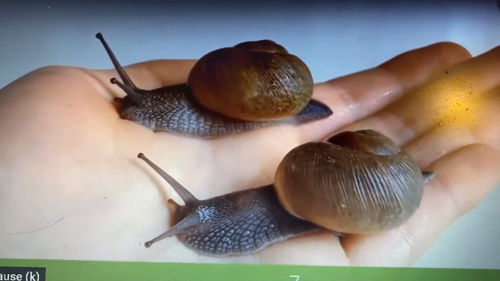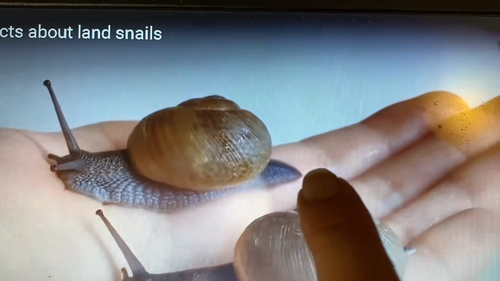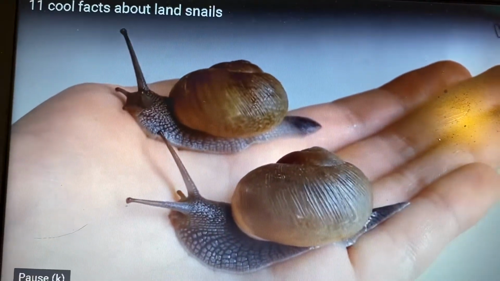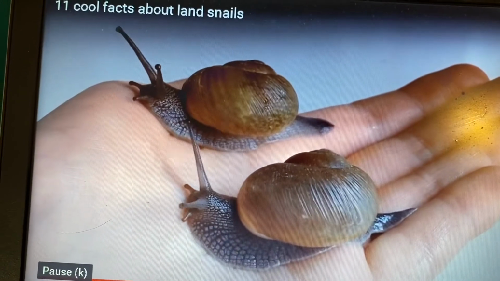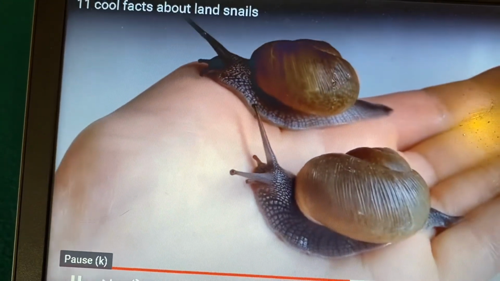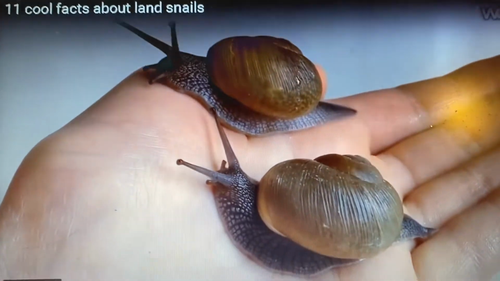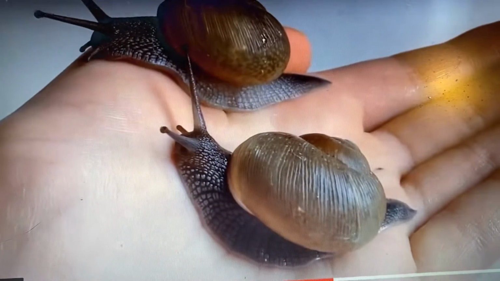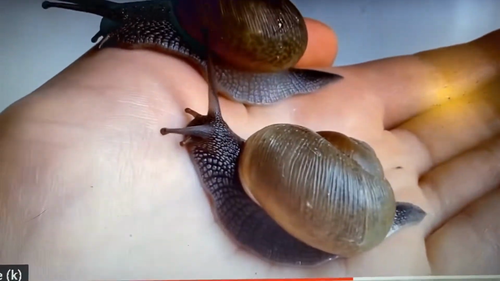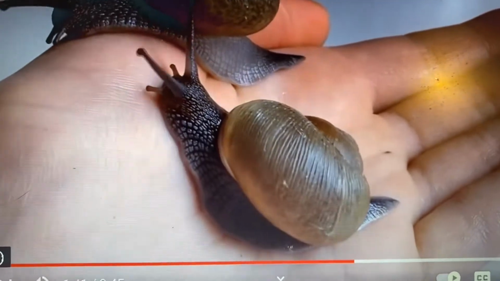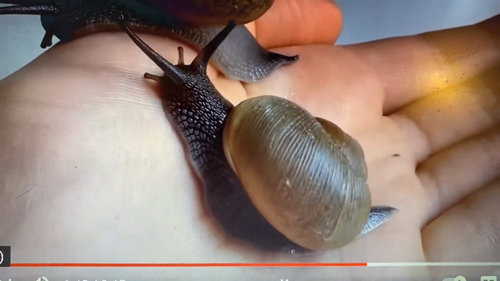Do you see the slime trail that the snail left on the person's hand? Snails leave this mucousy slime trail when it moves. So how do we know where a snail has been? You can follow the slime trail.